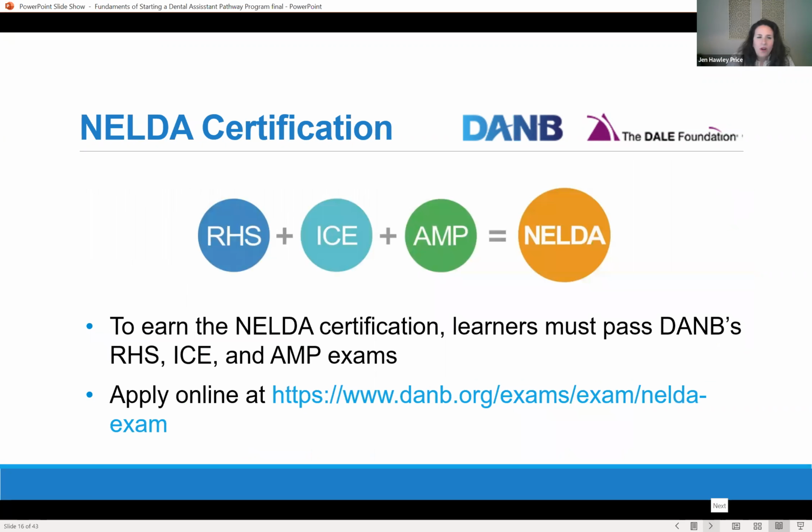So a little bit more regarding DANB's NELDA certification. It is comprised of 3 different exams, 3 different areas of learning. So that is radiation health and safety, the RHS, ICE, infection control, and the AMP, which is anatomy, morphology, and physiology. So those looking to earn DANB's NELDA certification would take and pass those 3 exams, as well as meet some other requirements for certification.